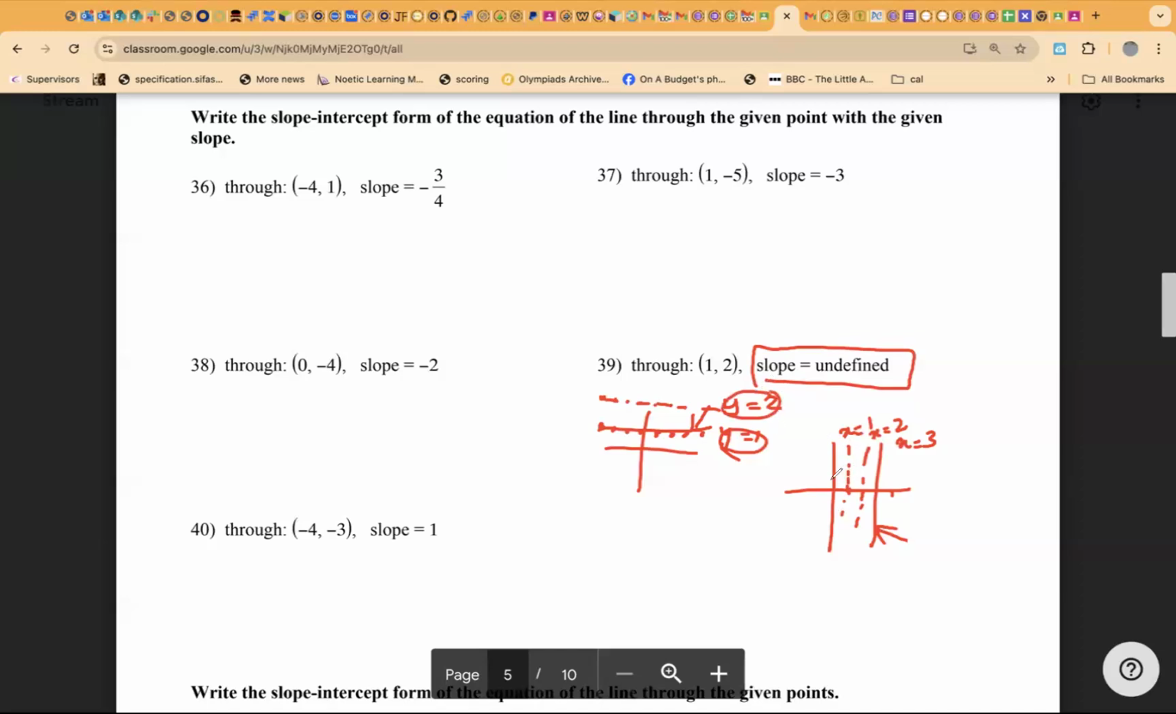Here, whatever y value you take, let's say 1, 2, 3, 4, whatever y value you take, x is the same value. So vertical lines always have the form x equal to some number. Horizontal lines always have the equation y equal to something.